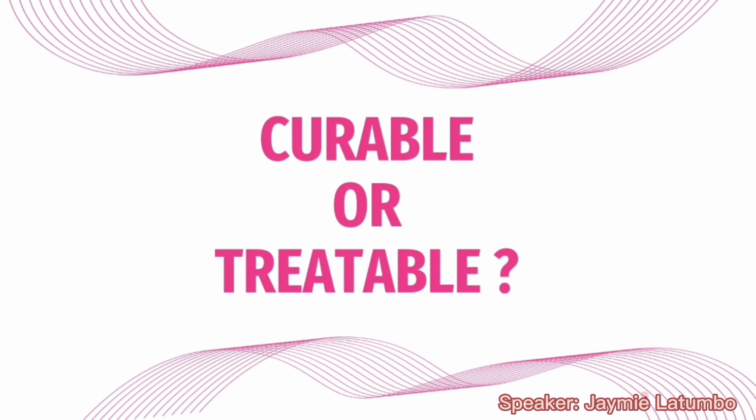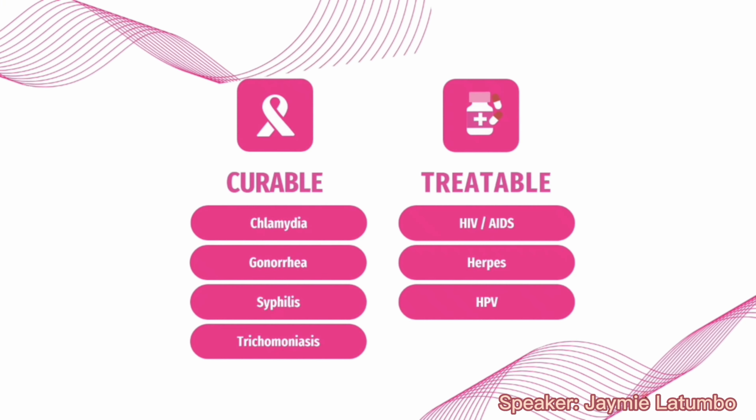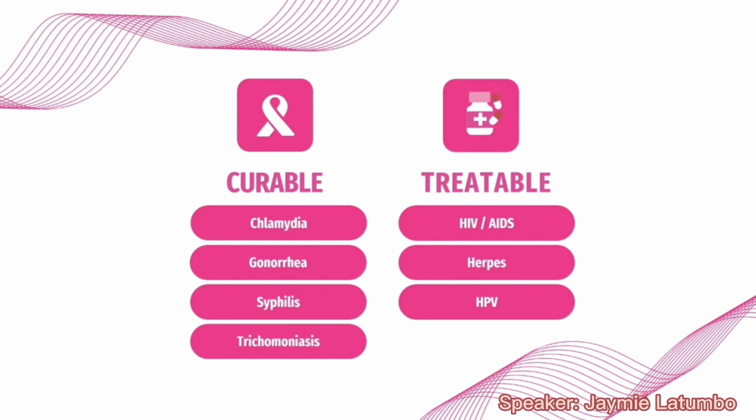So, ano nga ba ang mga types ng STI and STD na curable and treatable? The curable types are chlamydia, gonorrhea, syphilis, and trichomoniasis, while the treatable types are HIV and AIDS, herpes, and HPV. Chlamydia, gonorrhea, syphilis, and trichomoniasis can be cured with the right medication and antibiotics. However, if they are left untreated, magiging treatable na lang siya.